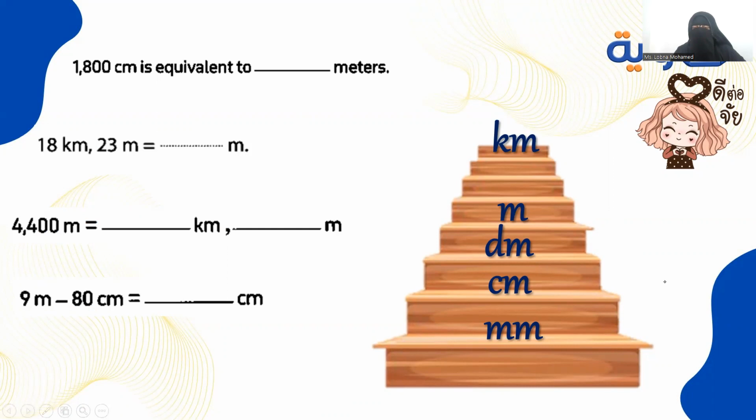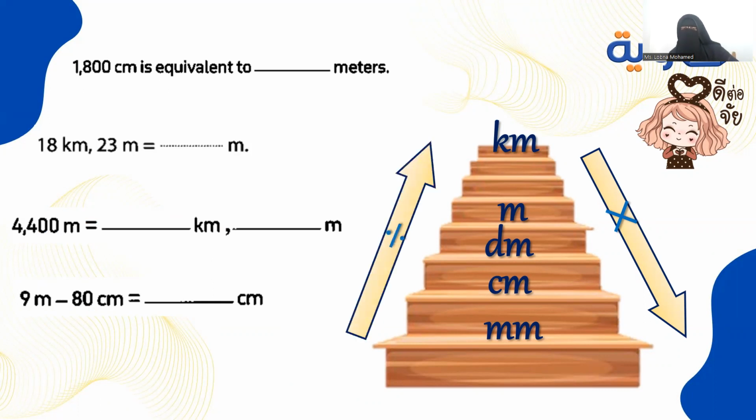Now tell me, if I want to change from kilometer to millimeter, from big to small, do you have to multiply or divide? I think you have to multiply. Yeah, what about the inverse? If I want to change from small unit to big unit, you have to divide. Don't forget this.